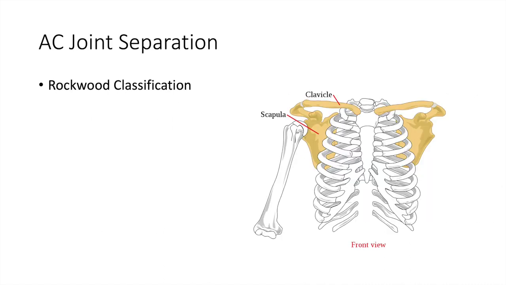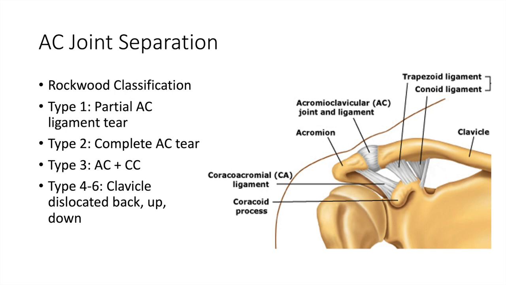AC joint separation is the Rockwood classification. Rockwood sounds like redwood, and I think of the California redwood tree. I think of it falling on somebody and dislocating their shoulder. So that's my mnemonic. Again, not particularly high yield to know.